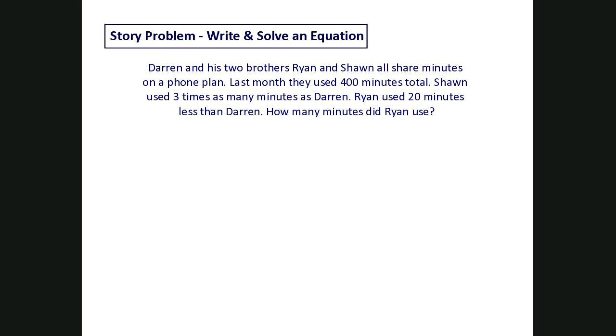Okay, it says Darren and his 2 brothers, Ryan and Sean, all share minutes on a phone plan. Last month they used 400 minutes total. Then it tells us how much each person used. Sean used 3 times as many minutes as Darren. Ryan used 20 minutes less than Darren. How many minutes did Ryan use?